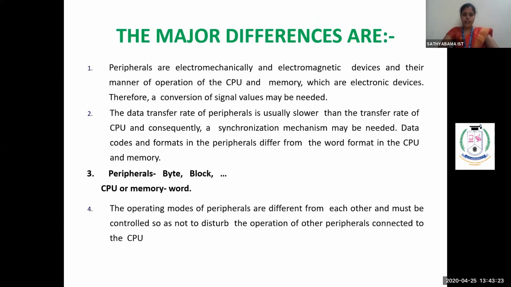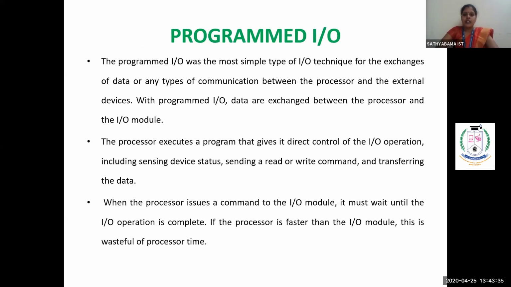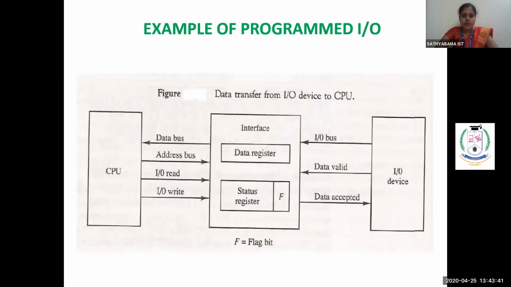Understood? The operating modes of peripherals are different from each other, so they must be controlled so as not to disturb the operation of the other peripherals connected to the CPU. Now we'll enter into programmed IO, a mode of transfer. The first one is programmed IO. So what is programmed IO?